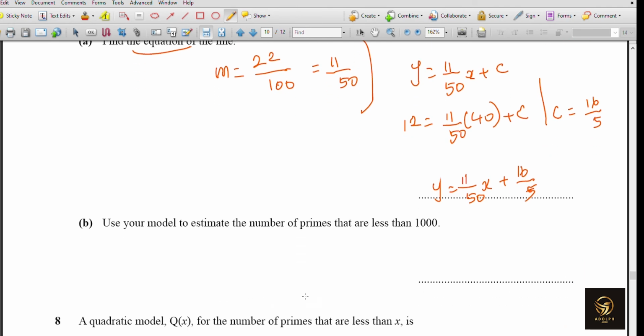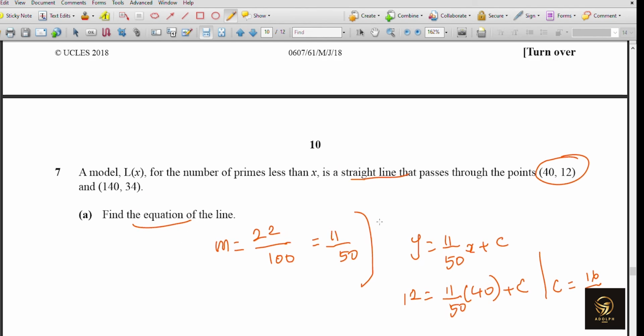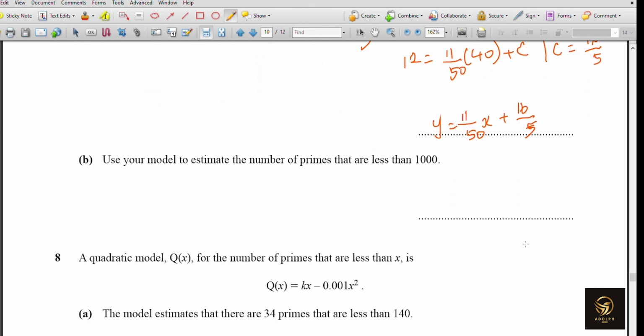Next, use your model to estimate the number of primes that are less than 1000. So by using this model, because they have told us that L of x is the number of primes less than x, this is the model we are using. The y value is how many primes we have to calculate, less than 1000. So x value has been given, y equals 11 by 50 of 1000 plus 16 by 5.